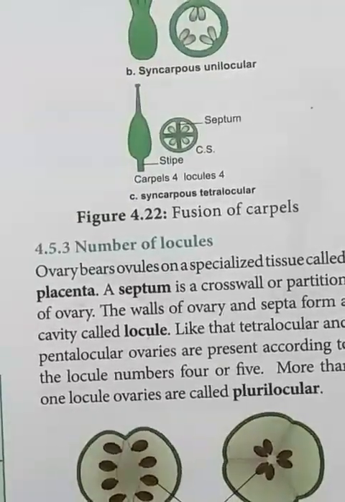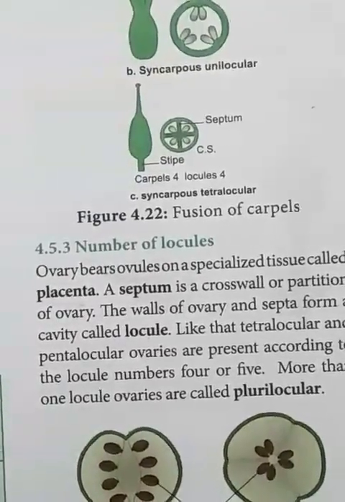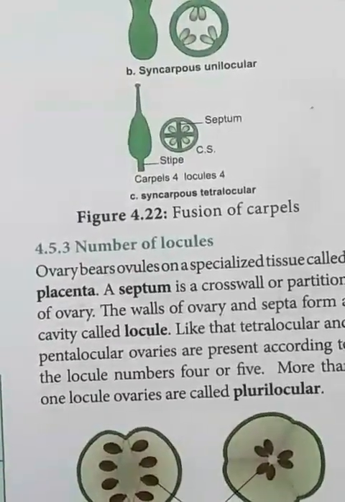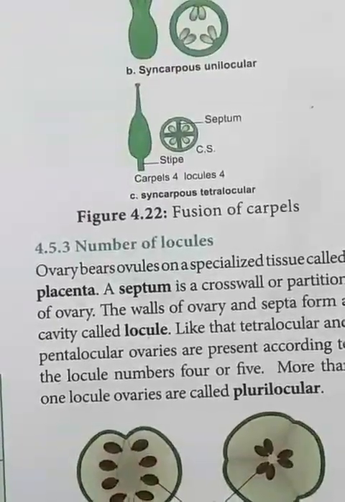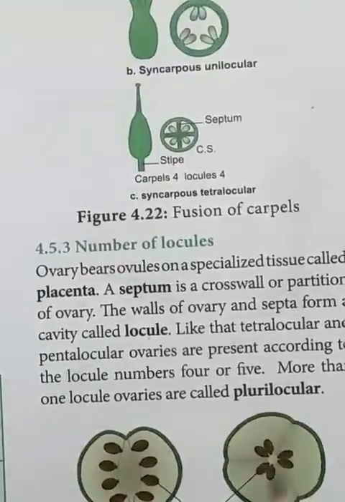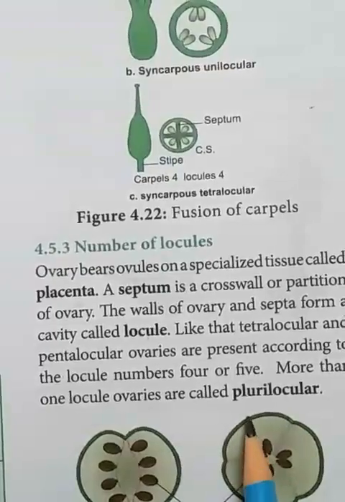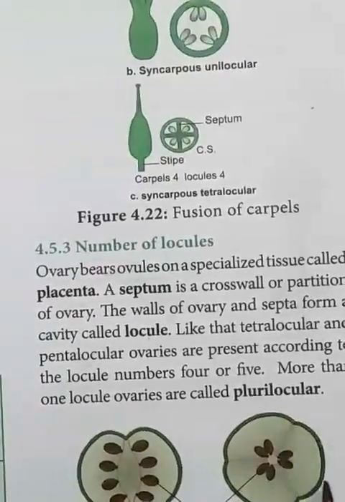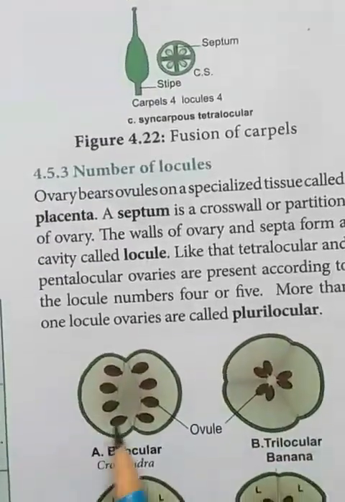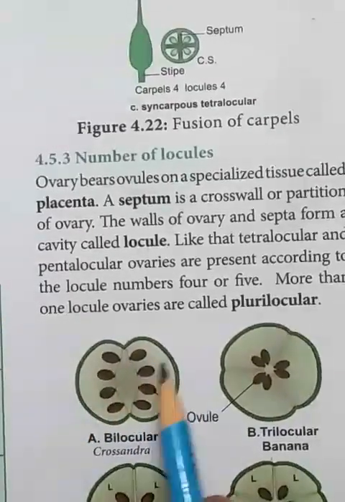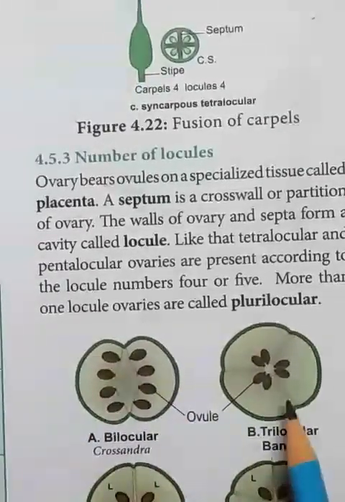Based on the number of locules, they are classified as unilocular, bilocular, tetralocular, pentalocular, and multilocular. If more than one locule is present, it is called plurilocular. Here you can see in this diagram, two locules are present. This is called bilocular.